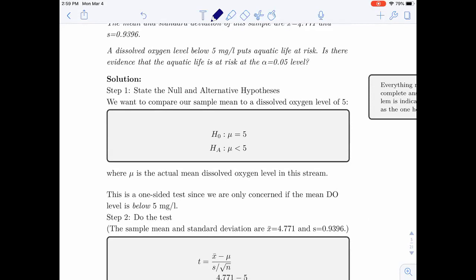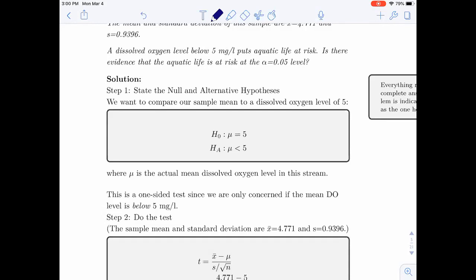First, we have to assume that the dissolved oxygen level is 5, and then once we've collected our sample, maybe we'll find that mu is actually less than 5. But we have to assume it's 5 until we have proof otherwise. So our alternative hypothesis is that mu is less than 5 because that's what we're concerned about. If it happens to be greater than 5, there's no concern, because that seems to be fine for the fish and all the other aquatic beings. And so we're only concerned if it's less than 5.